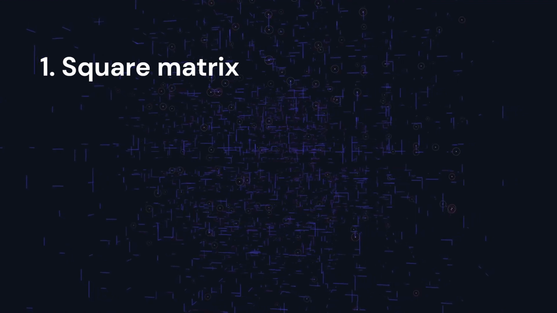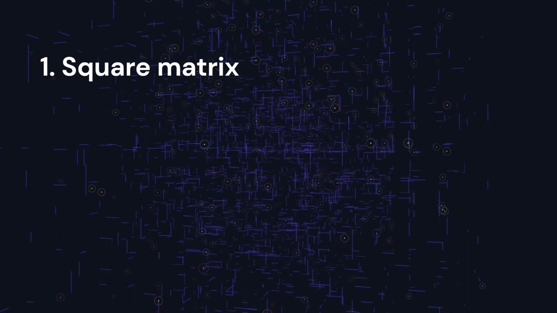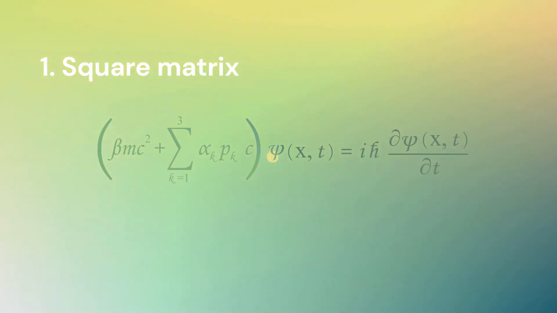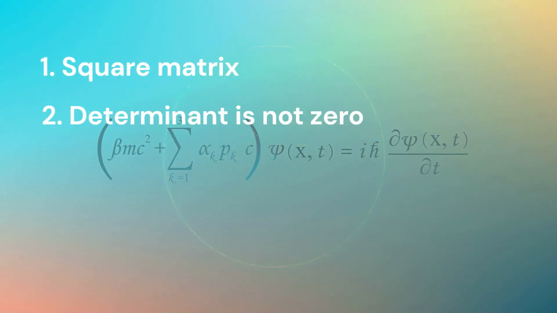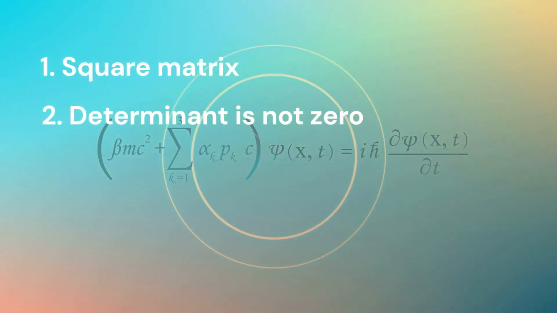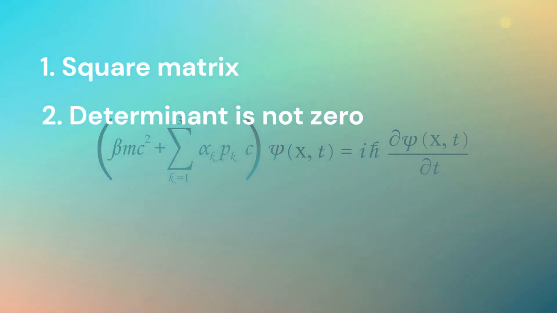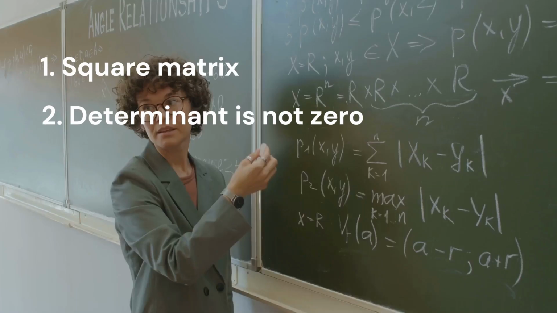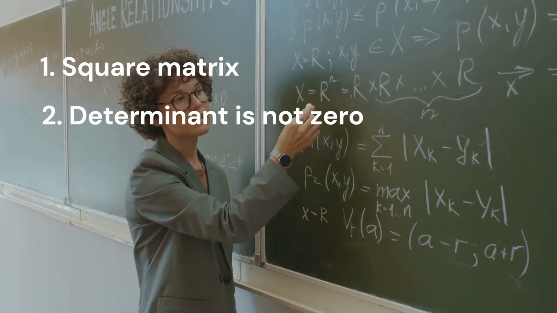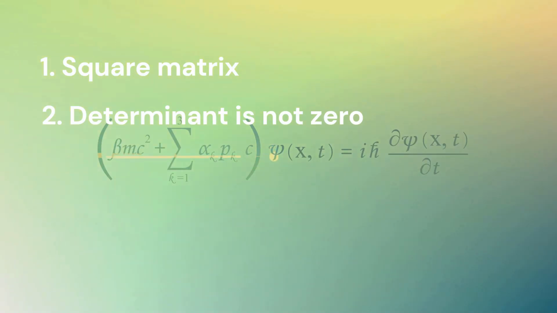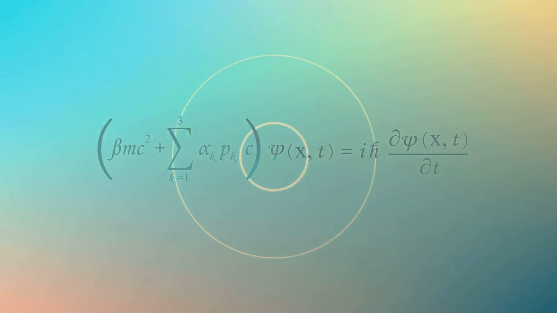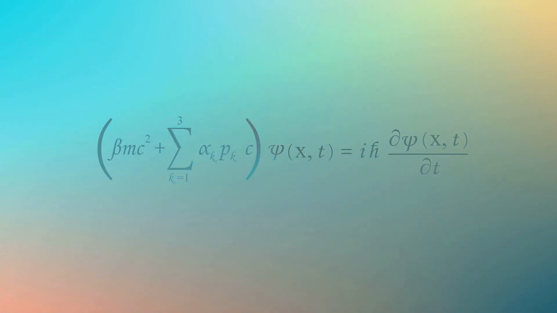Now, even if you have a square matrix, it doesn't mean it will always have an inverse. There's another condition to keep in mind. This brings us to the concept of a determinant. The determinant of a matrix should not be 0. If the determinant is 0, the matrix is considered singular, and it doesn't have an inverse. But if the determinant is not 0, then the matrix is called non-singular or invertible. And yes, you guessed it right, these matrices have inverses. So if you have a square matrix with a non-zero determinant, you can find its inverse.